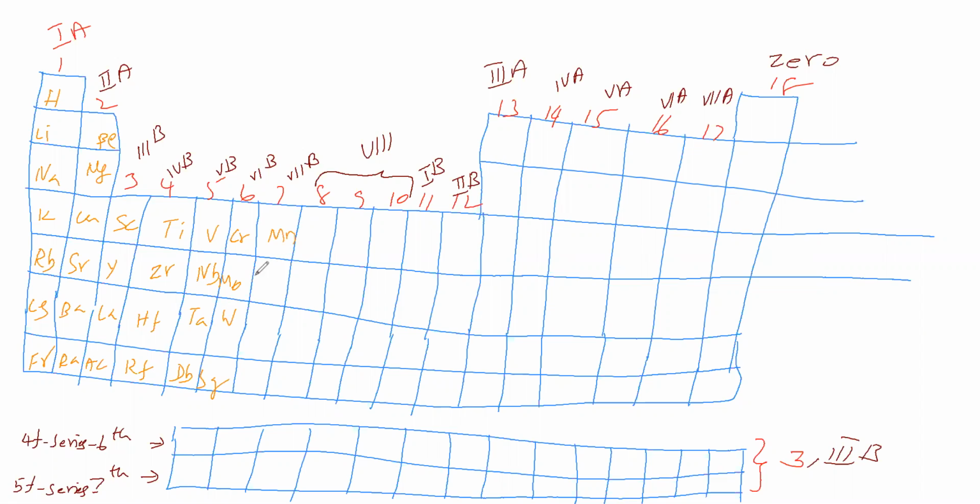Here manganese, technetium, rhenium, bohrium. Here iron, ruthenium, rhodium, iridium. Here cobalt, here one correction.